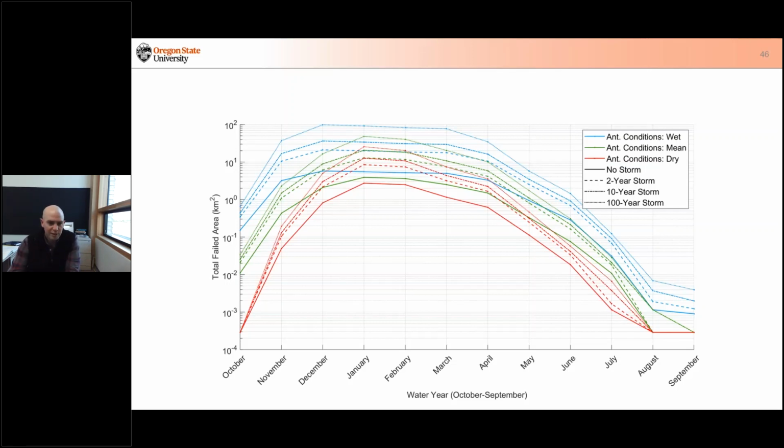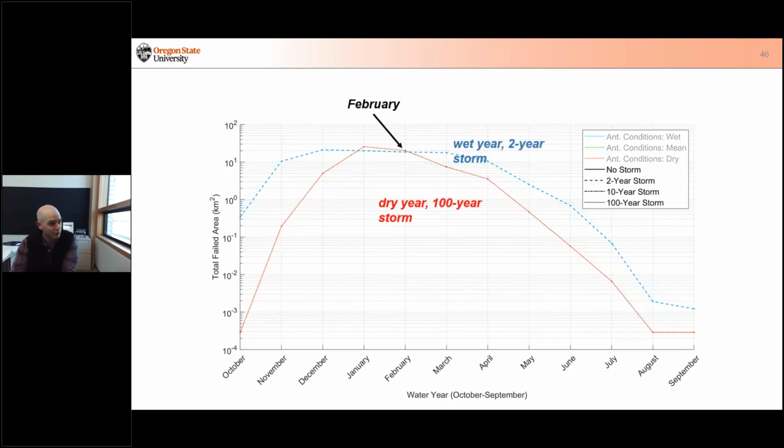So we can start to look and compare. For example, for a dry year, maybe a 100-year storm is approximately equivalent to a wet year with a 2-year storm. And of course, there are simplifications here that involve runoff and infiltration and the likes of that, but it's a starting point to evaluate, at least from a water balance perspective.